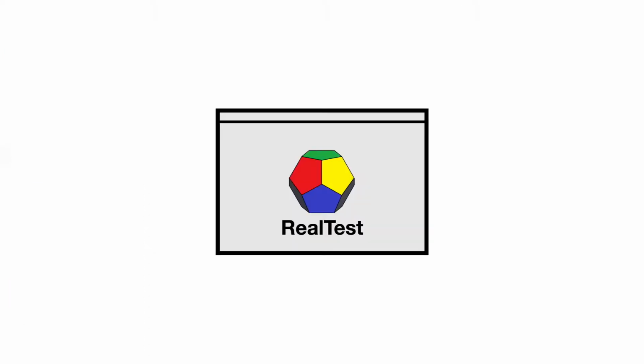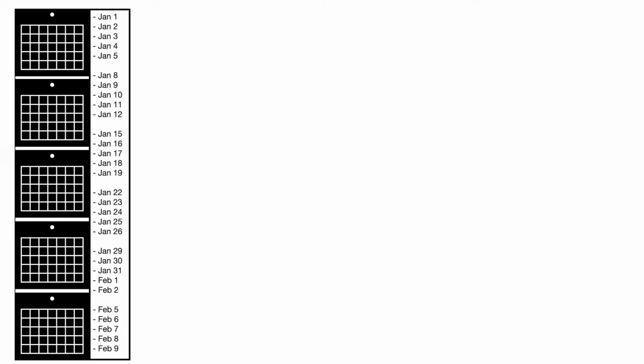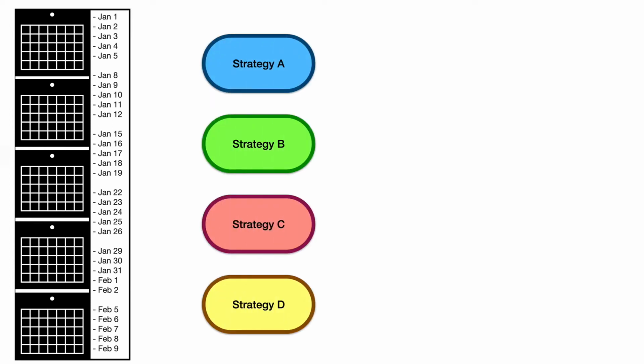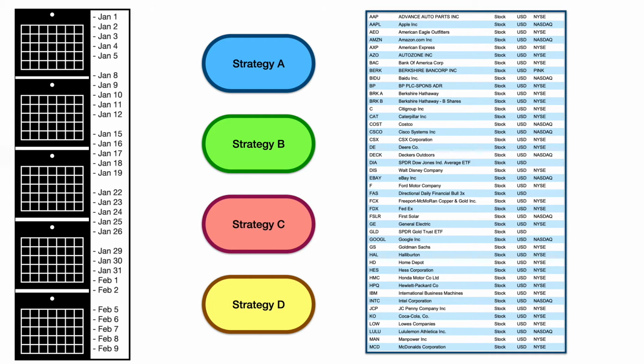Contrast that with how RealTest works. In RealTest the process is reversed. We start with a series of dates and we go through it as if we're actually trading. And then we have a series of strategies which can all be active at the same time and are gone through in sequence. And finally, we have our list of stocks that are loaded in through the data that we've been loading in the RTD file.